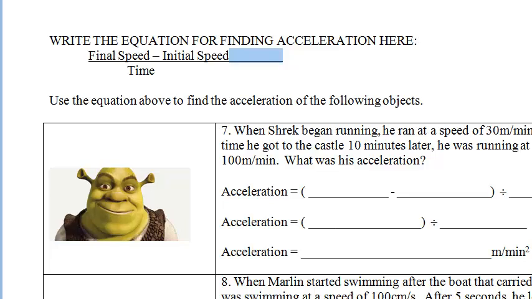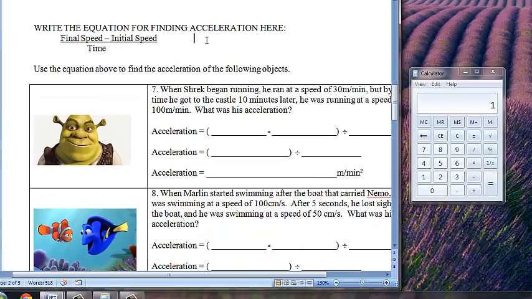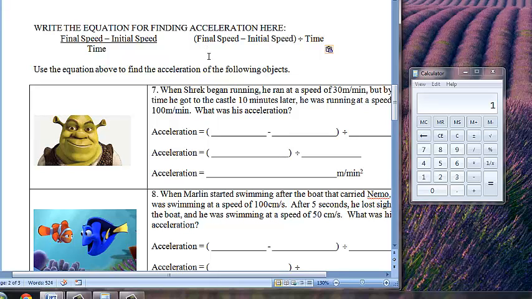You can also copy it down in a different format. It means the same thing, but you could write it down this way as well. Final speed minus initial speed divided by time. You just have to make sure you finish what's in the parentheses before you divide. Let's try using this in a problem.